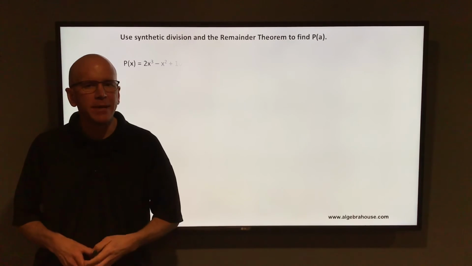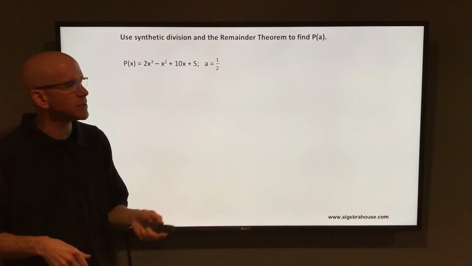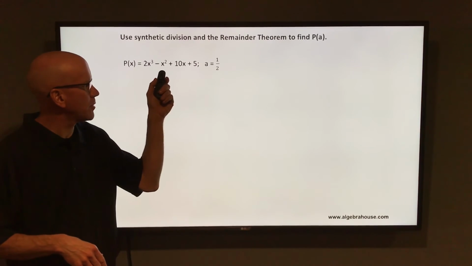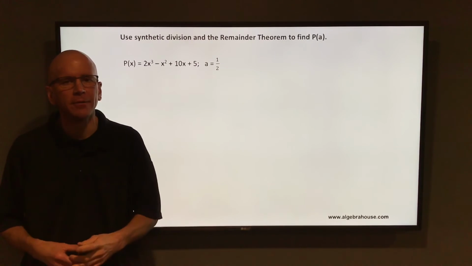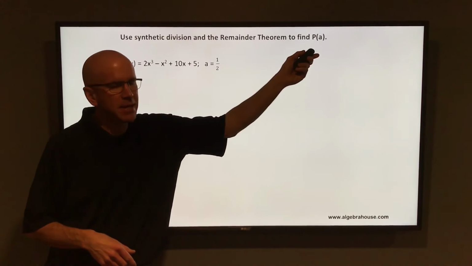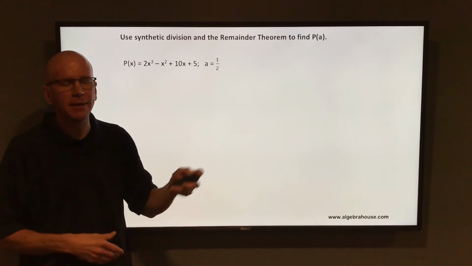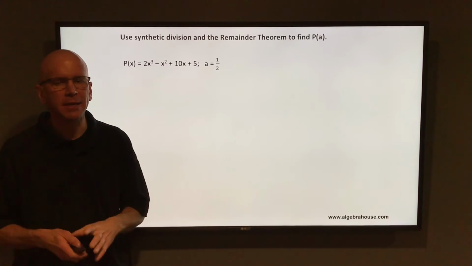Use synthetic division and the remainder theorem to find P of A. In other words, use synthetic substitution. So we have P of x equals 2x to the 3rd minus x squared plus 10x plus 5. I want to find out what that is when A is 1/2. So we're finding P of A. This is p of x. We're just substituting 1/2 in for x. And we're going to use synthetic substitution.